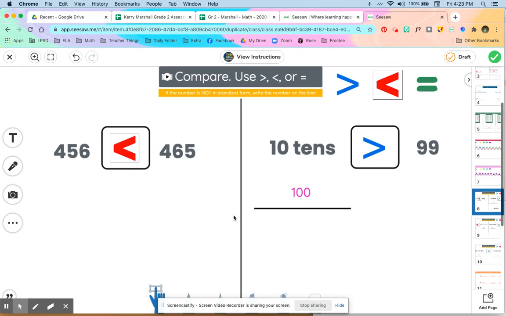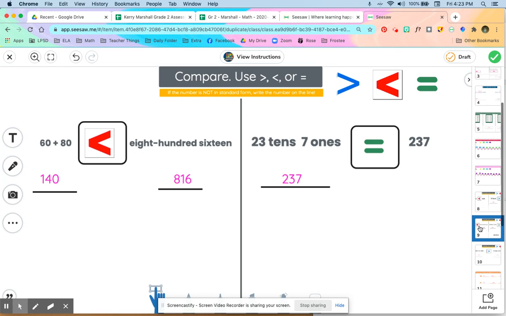If you see a lot of circles, that means that your student didn't write the number in standard form. So that actually counted for points on the test. The same thing over here. There's a word form and there's an equation. They were supposed to write both of them on the line.